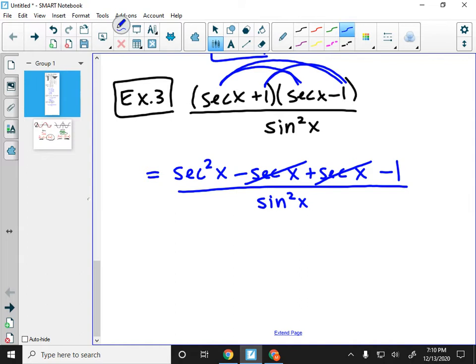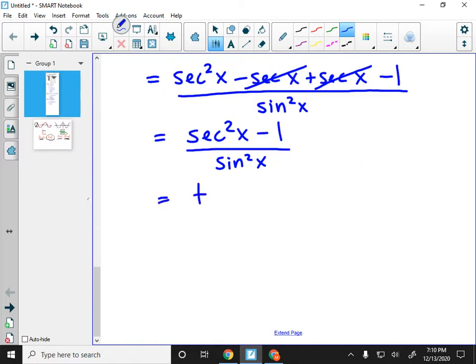I have a trig identity being squared, and I have a minus 1. That tells me that there's probably a Pythagorean identity. So I'm going to just write it down for right now, and I'm going to look at my Pythagorean identities. And there is one that says secant squared of x minus 1 would be tangent squared. So right now I've got tangent squared over sine squared. So it already is looking simpler.